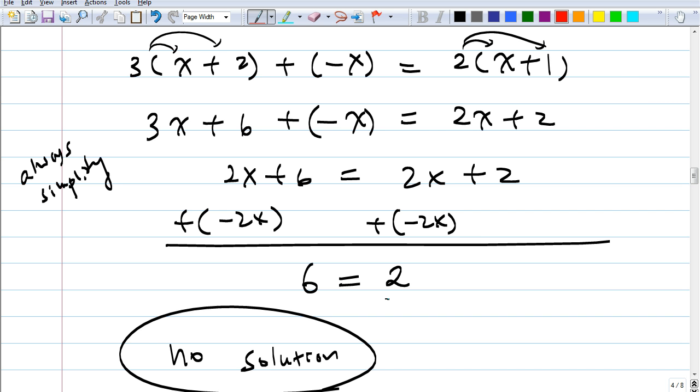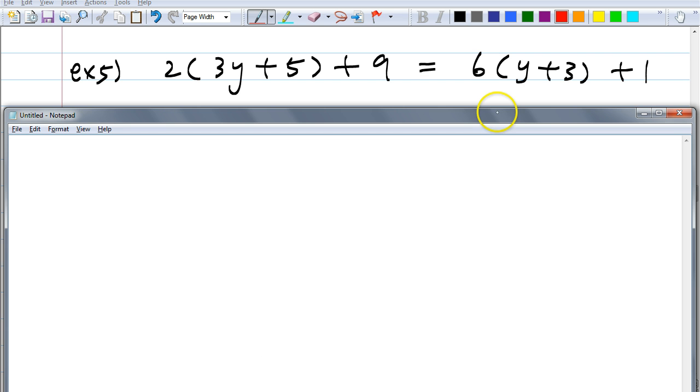Okay. Let's try the next example now. Again, why don't you all try this one? 2 times the quantity 3y plus 5, plus 9 equals 6 times the quantity y plus 3, plus x. Go ahead. Everybody try. See what you get. I'll wait. And of course, again, you may talk to your members.